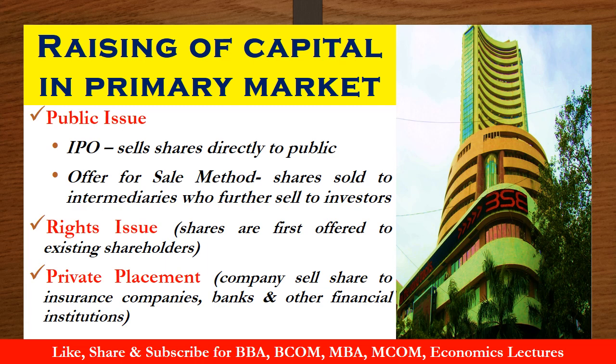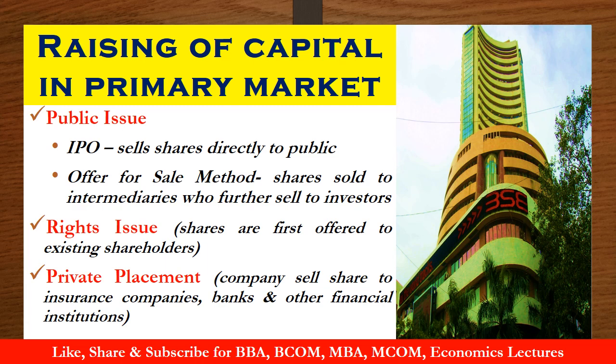Some companies sell shares directly to the public, while some companies take the help of brokers. The company appoints an advertising agency to advertise the issue of new shares. The public issue can be further divided into two types, that is the IPO, the initial public offer, and the follow-on public offer. Let's first discuss the IPO.